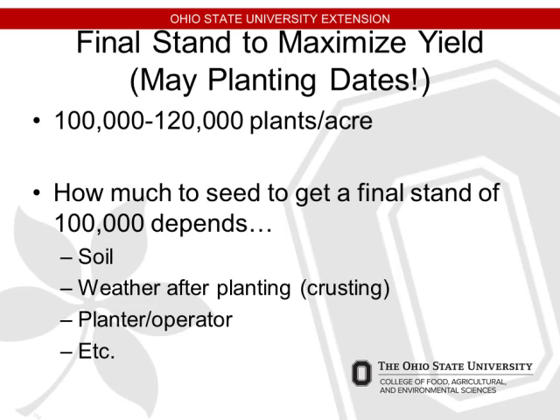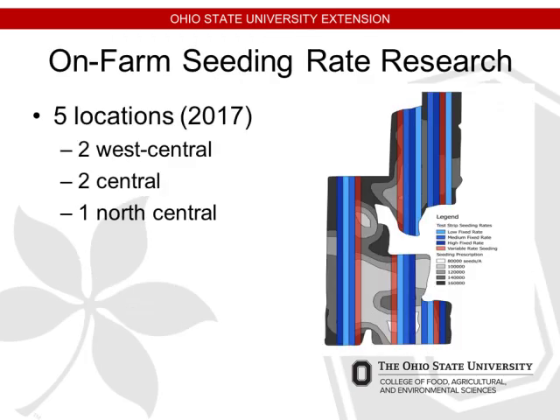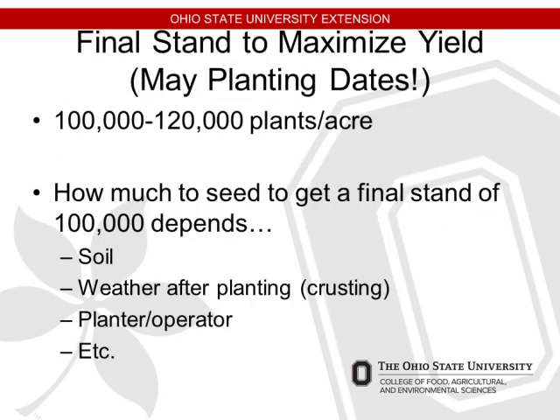We've had 2 years of double crop soybean research in Clark County, and there we maximize our yield and economic return at 200 to 250,000 seeds per acre. And this is for end of June into July planting. So there is a planting date effect when you're looking at seeding rate.